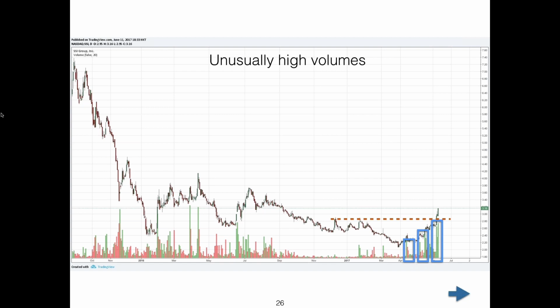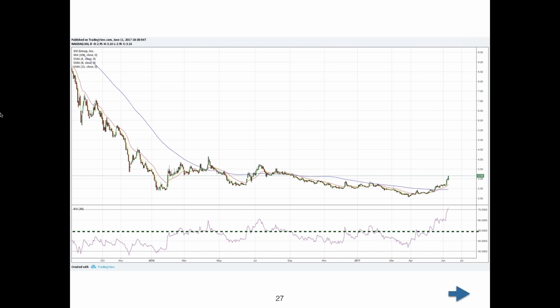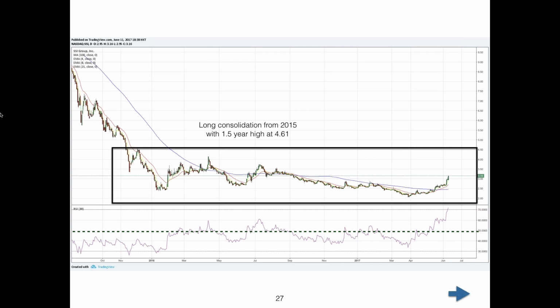Last week, SSI was able to break above its previous range resistance on huge volumes. SSI consolidated within this box with a high of 461 for the past 1.5 years. There was also a smaller consolidation box within this big box with resistance at 375.